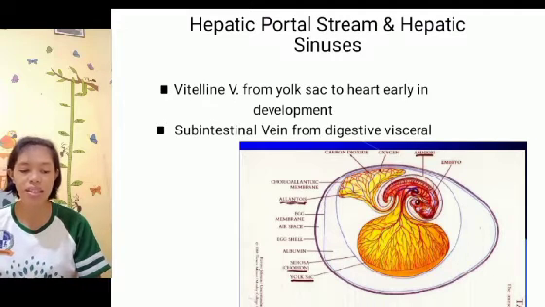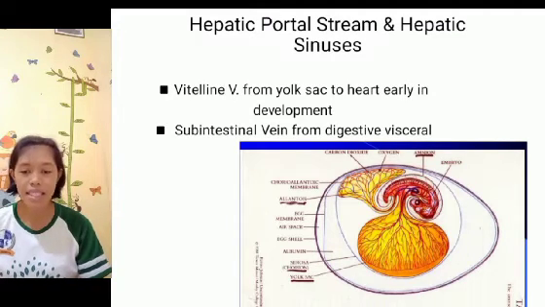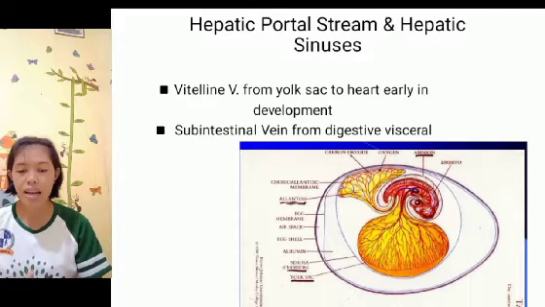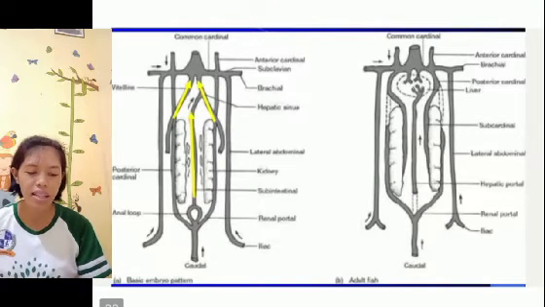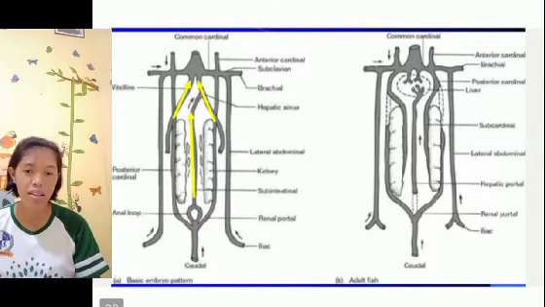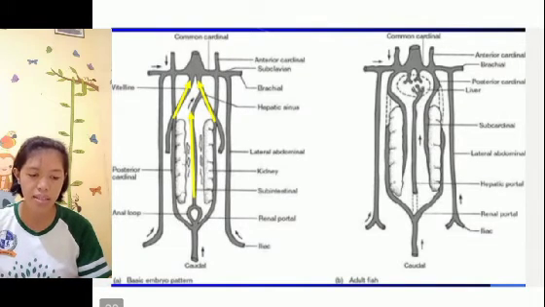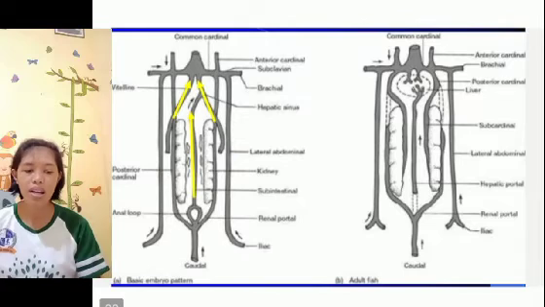So another vessel, we have this subintestinal vein, and that's going to have branches coming from all the digestive viscera. So it takes the blood into the vitelline vein and back to the heart. So here, the yellow one, that's our vitelline vein. And in this area, the center, that's our subintestinal vein.